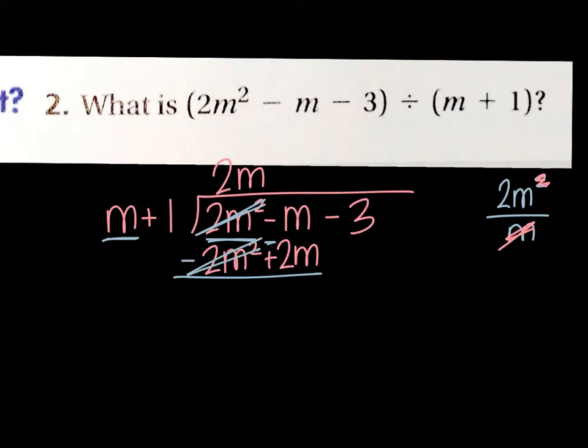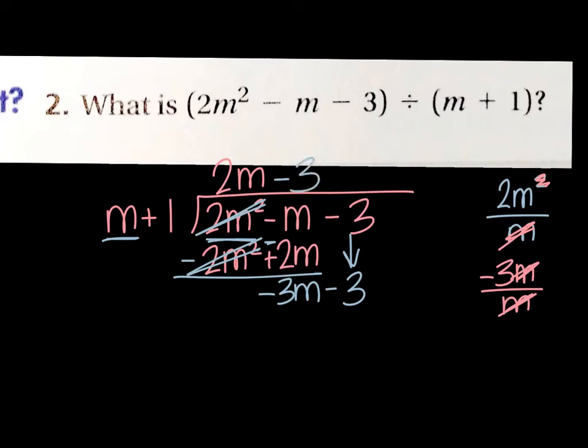That cancels, and I'm left with negative 3m. Bring down the negative 3. Now how many times will m go into negative 3m? And if you need to, again, do some scratch work. The m's cancel, and I'm left with negative 3, so I know it's going to be negative 3.